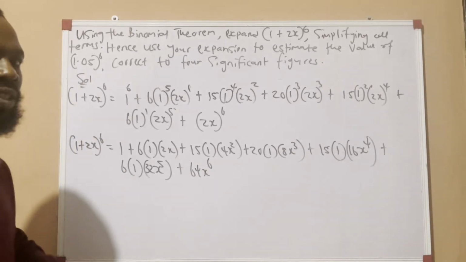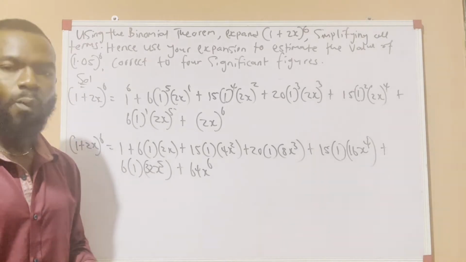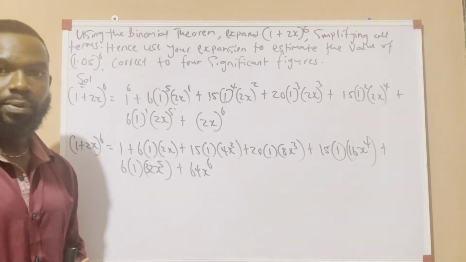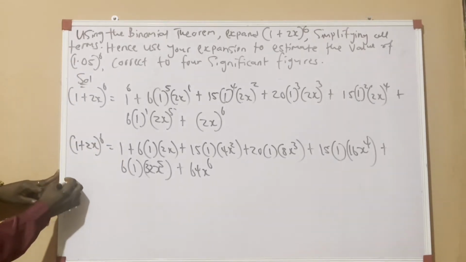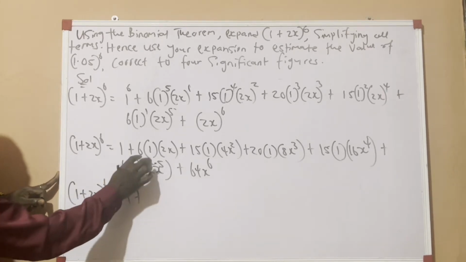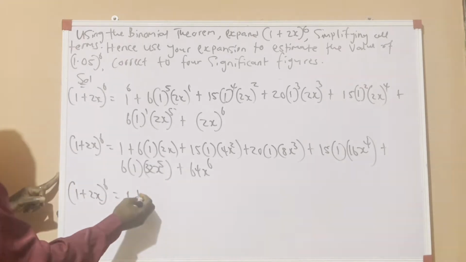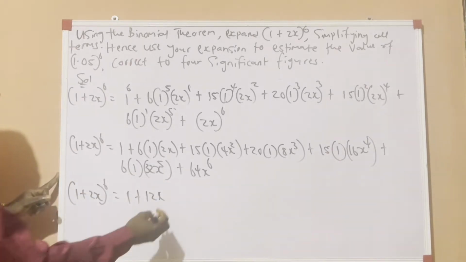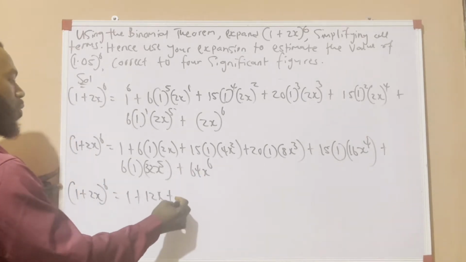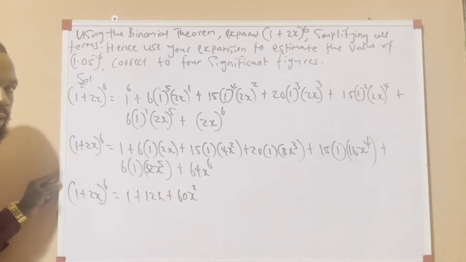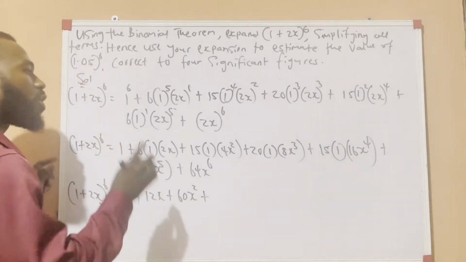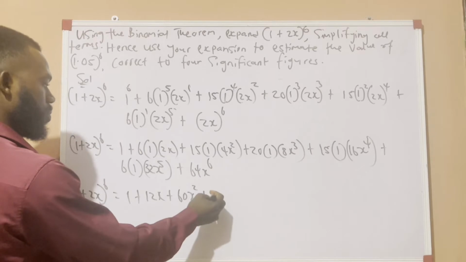Step by step wins the race. You don't have to be in a hurry. When you are in a hurry, you start making mistakes. Are you with me? You go step by step. Now let's proceed. It means we have (1 plus 2x) raised to the power 6 is equal to 1 plus 6 times 1 gives us 6. 6 times 2x gives us 12x. Okay, plus 15 times 1 gives us 15, and 15 times 4x squared gives us 60x squared. Good. Plus 20 times 1 gives us 20, and 20 times 8 gives us 160x cubed.